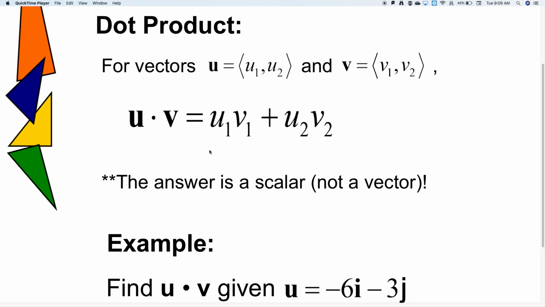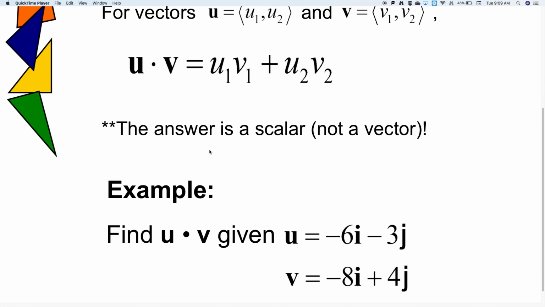And that's different than addition, subtraction, and scalar multiplication. When we did those things, they stayed vectors, right? They still had a horizontal component and a vertical component. With a dot product, we don't have a vector anymore. If you think back to matrices, that happened when we did determinants. The determinant was just a scalar number.